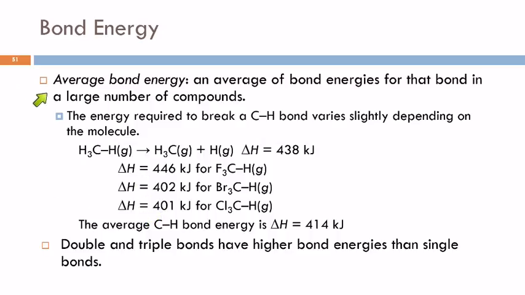So we use an average. So they measure these bond energies in a whole bunch of different compounds, and then they average them, and there's tables. The CRC is full of them, just pages and pages. So the average carbon-hydrogen bond energy is 414 kilojoules. Double and triple bonds have higher bond energies than single bonds.